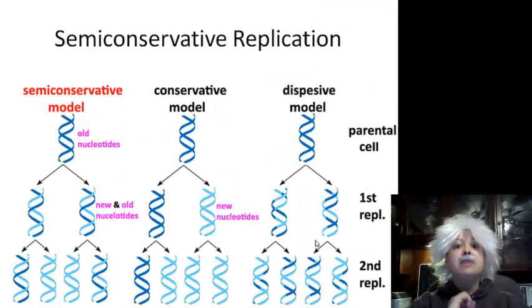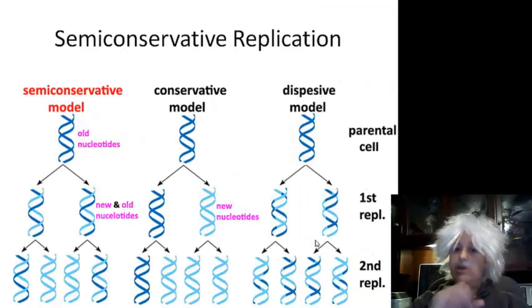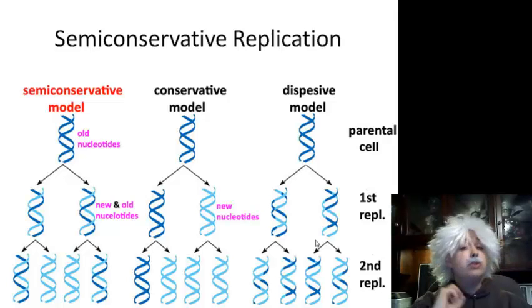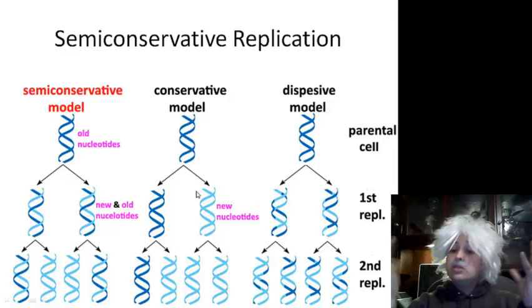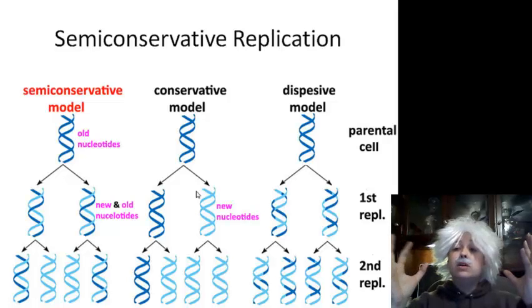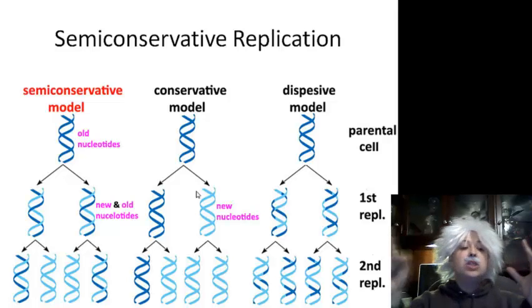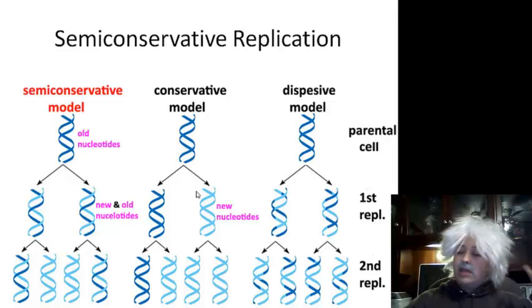So, types of replication. Now, I bet the title gives it away: semi-conservative. But we are going to look at all three types of replication. We're going to start with conservative replication. Conservative means that the parent DNA is going to be conserved in its entirety, and the daughter DNA is going to be created just by looking at the parent DNA.